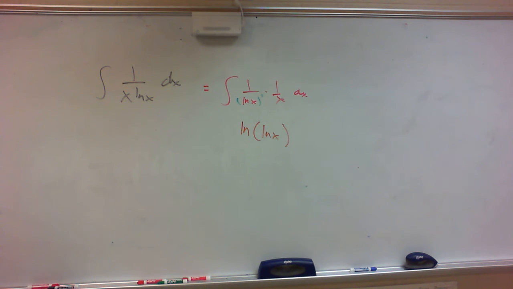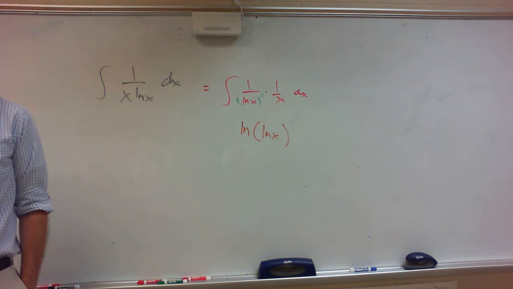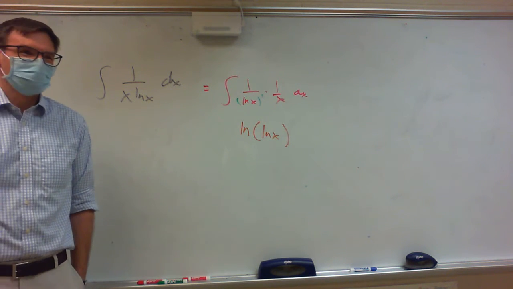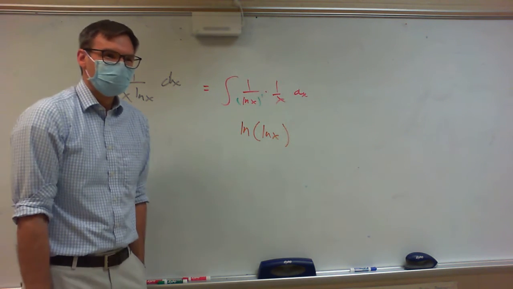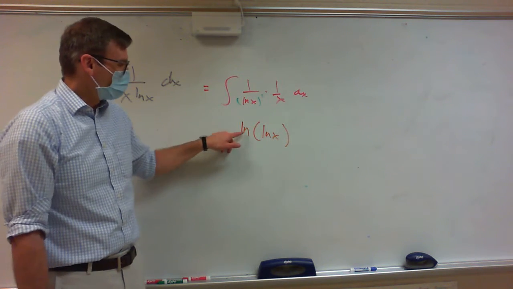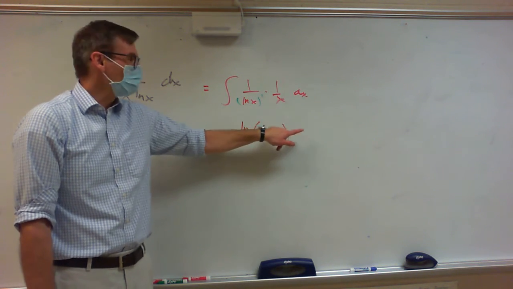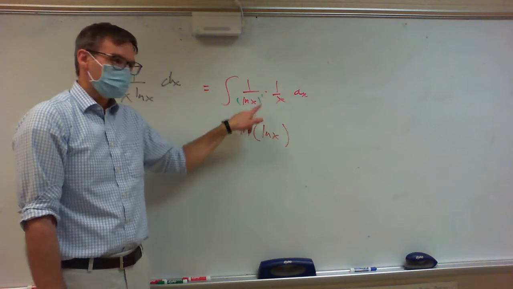How close did you get? 1 over x over ln. Because it's 1 over this times the derivative of that, right? Do you see this is exactly this?